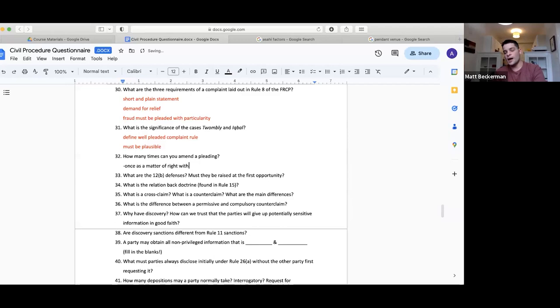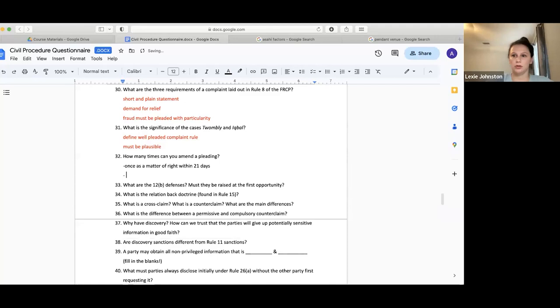If the court allows you to, or the defense consents to it, you're allowed to amend. Yes, if both parties consent or the court finds that amending is in the interest of justice. And when might they find that? Basically all the time. Very rarely are they going to say no, you can't amend. So you can basically amend very often.